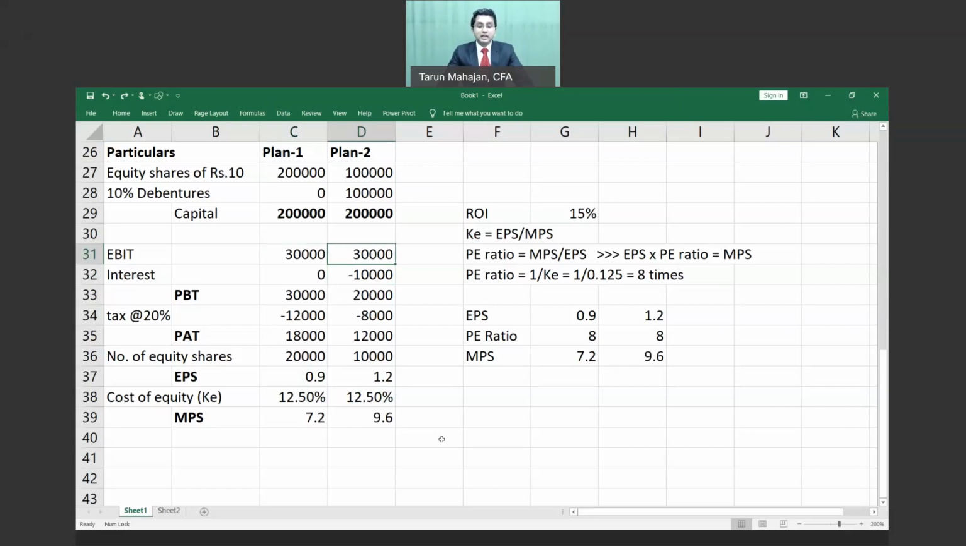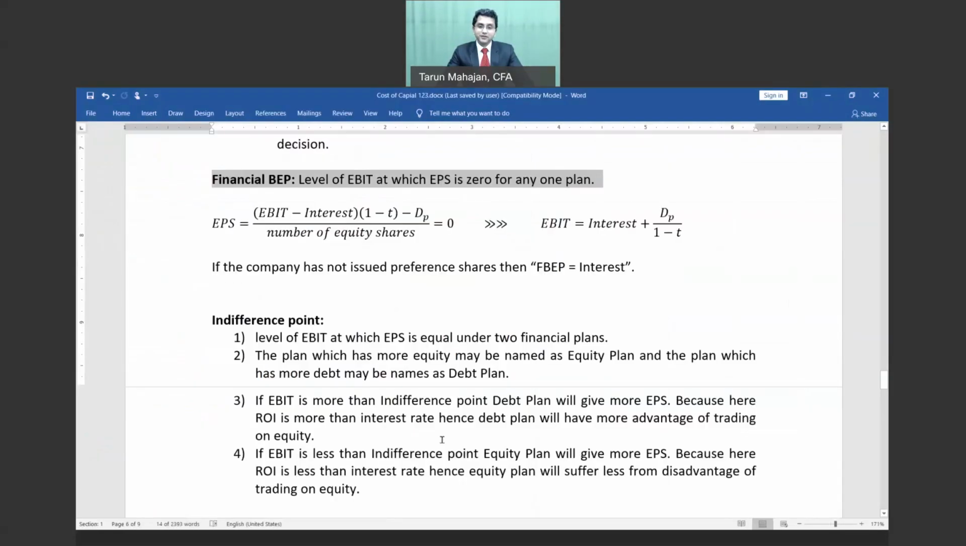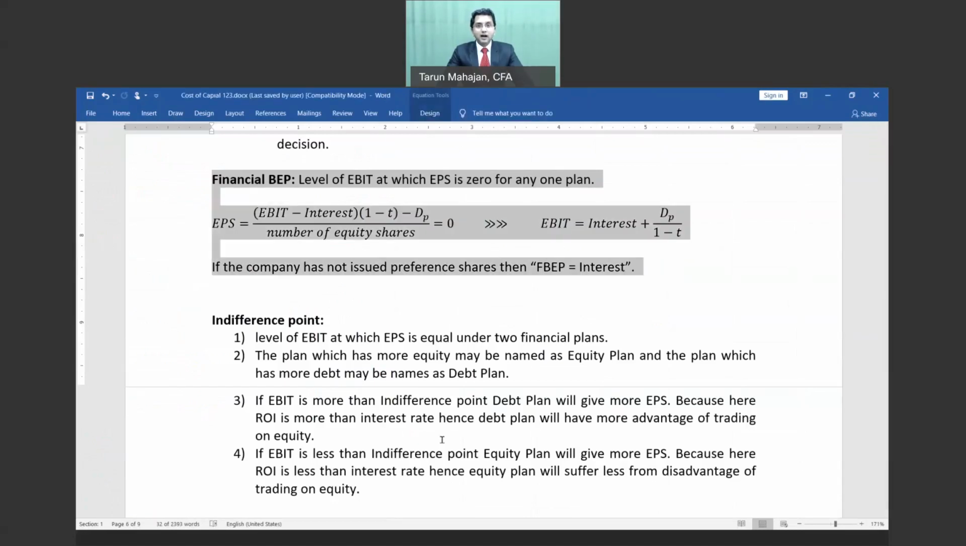In the debt plan, even to give 0 earning per share, you will have to earn a huge amount so that at least you can pay interest and preference dividend. The higher the financial break-even point, the higher the financial risk you will have to bear.